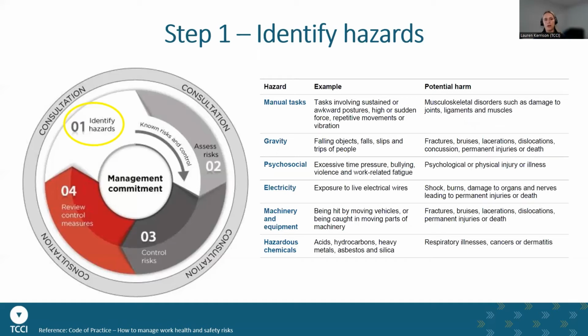So you can see the top one, the hazard is manual tasks. An example is tasks involving sustained or awkward postures, high or sudden force, repetitive motions or vibration. And the potential harm there is musculoskeletal disorders such as damage to joints, ligaments and muscles. So I won't read all of these out, but this is a really good resource. It's in the code of practice, so you can look at some examples of common hazards in the workplace.